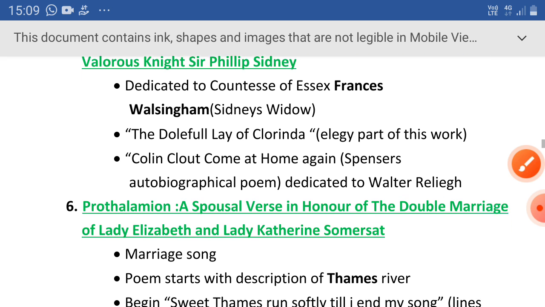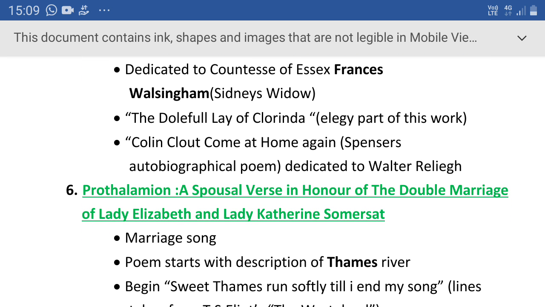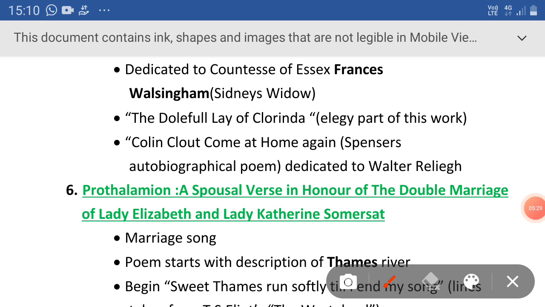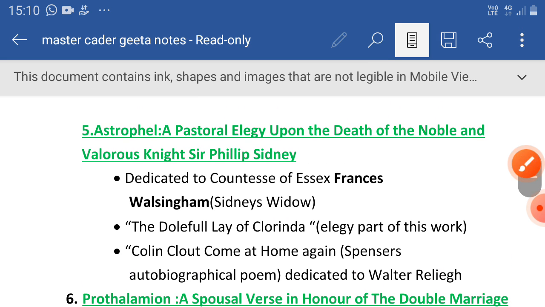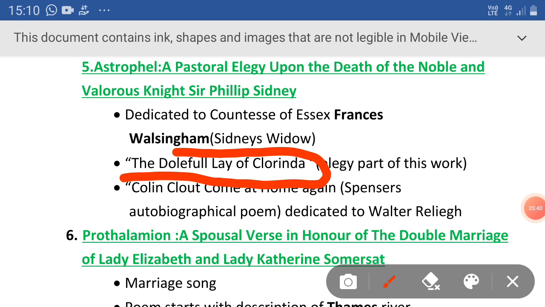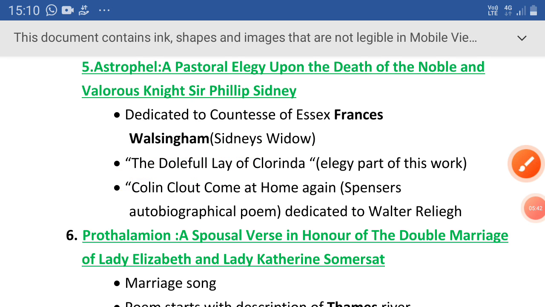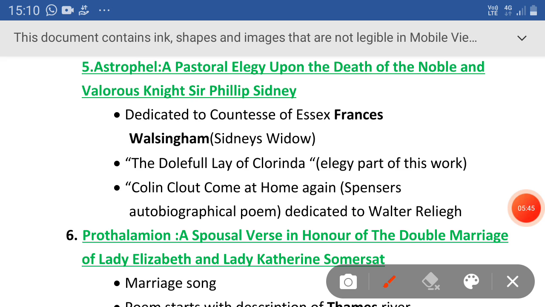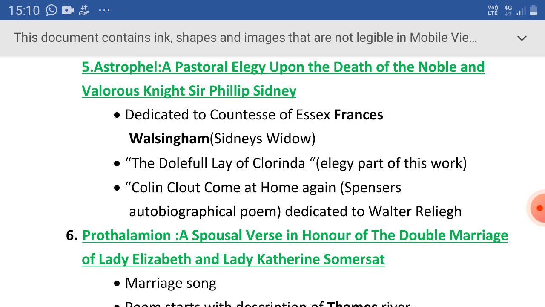The second point is that there is an elegy in this work. This is a part of this work, Astrophel. The name of the elegy is The Doleful Lay of Clorinda. This is the elegy written in this work. And the second is an autobiographical poem which was dedicated to Walter Raleigh, and the autobiographical poem is Colin Clout's Come Home Again. These are the important things to remember.